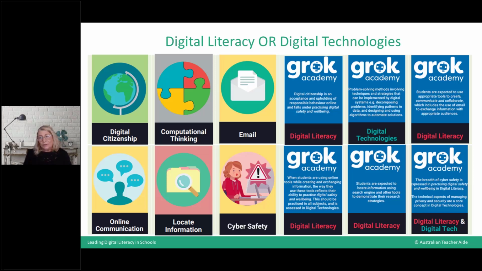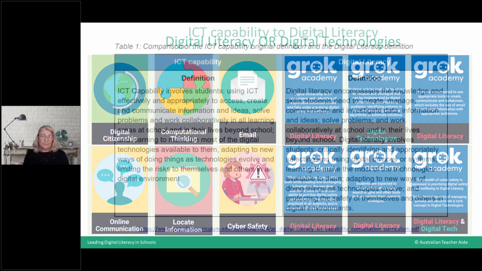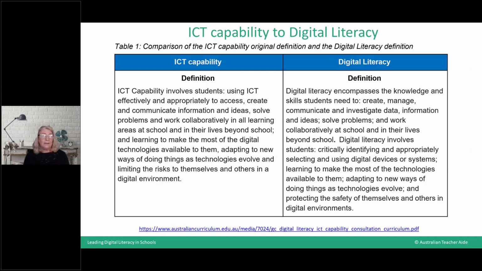So if we're looking at digital literacy, we mentioned earlier when we were doing that definition that there's been a shift. So originally, the general capability was referred to as the ICT capability. And on the left-hand side of the screen here, you can see that definition of the ICT capability. And it was really about that first simple description I gave you, which was using devices.